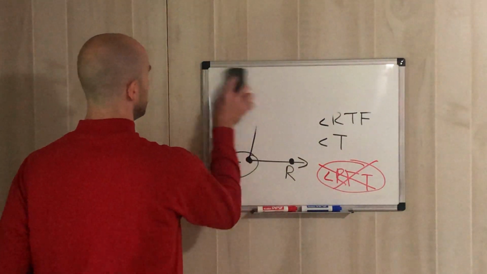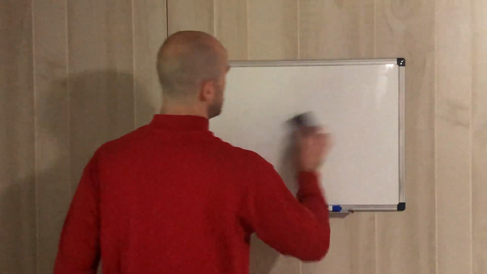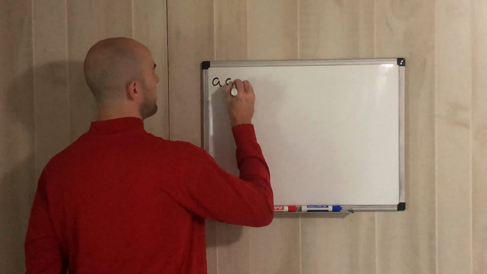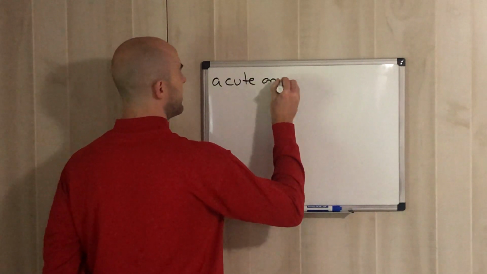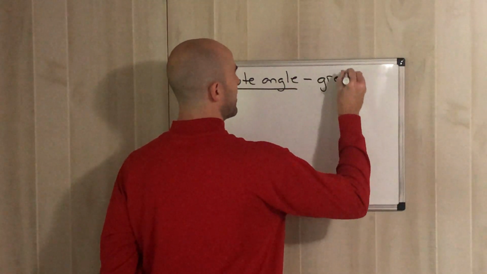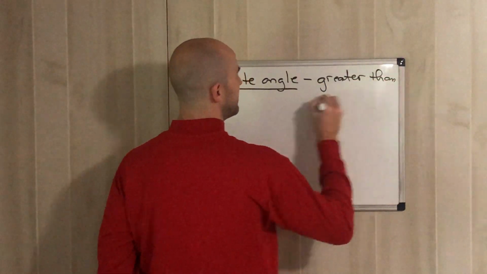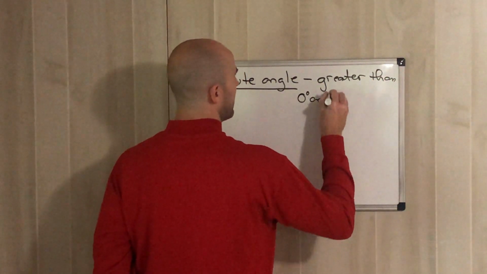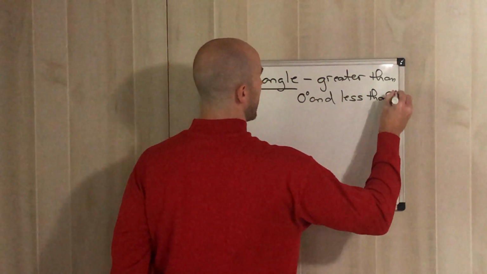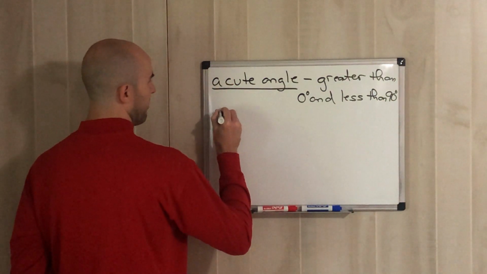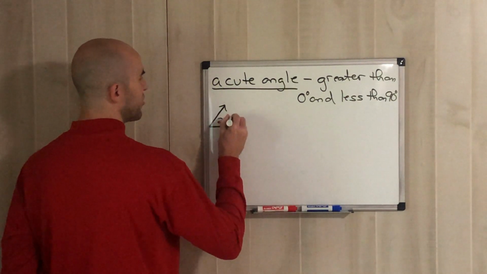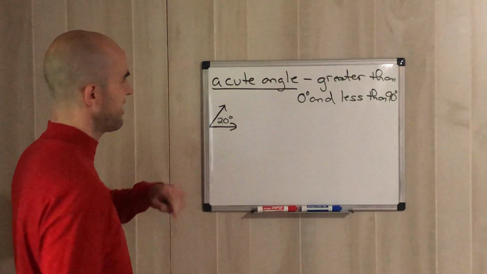We're talking about angles, and there are different types of angles based on just the measurement of that angle. We have an angle that's called an acute angle. An acute angle is an angle that's greater than 0 degrees and less than 90, always. So when you're looking at an acute angle, it's always going to be a smaller angle. Something like 20 degrees would be acute, because it's less than 90 and greater than 0.